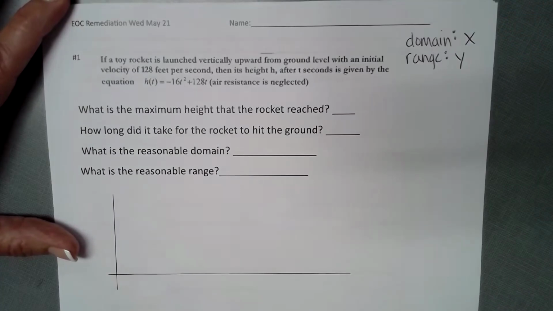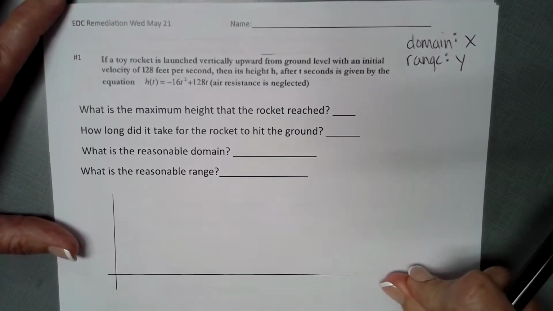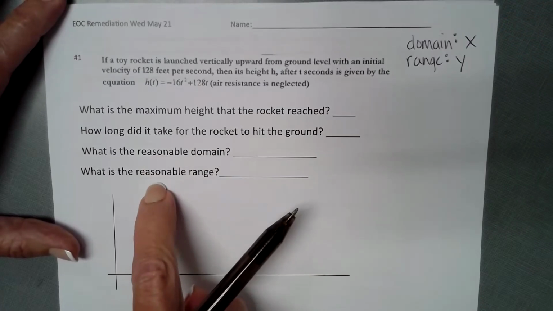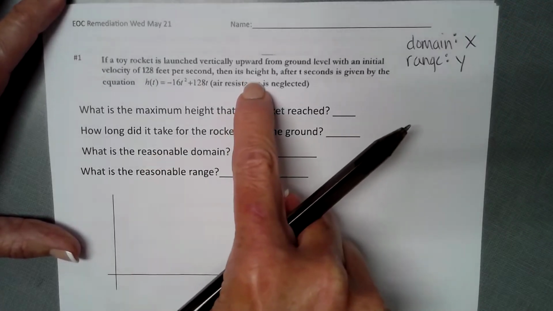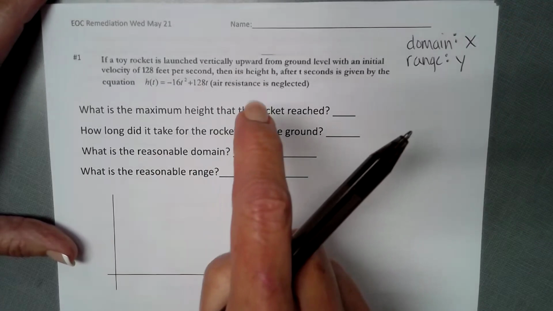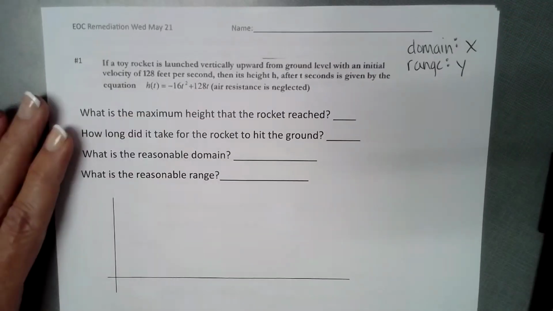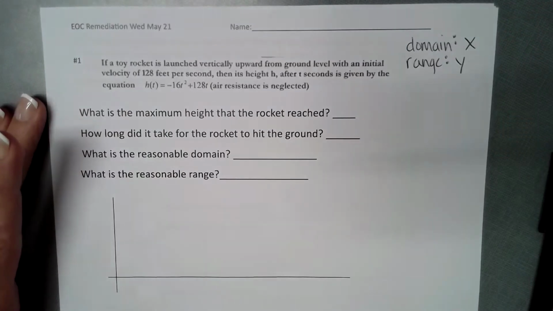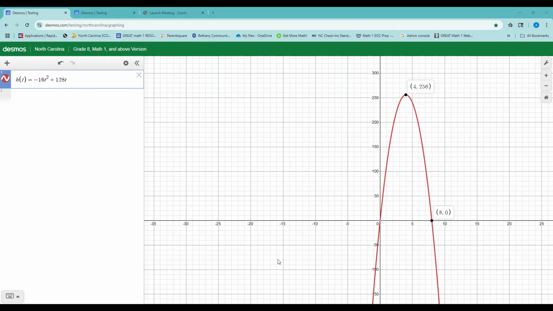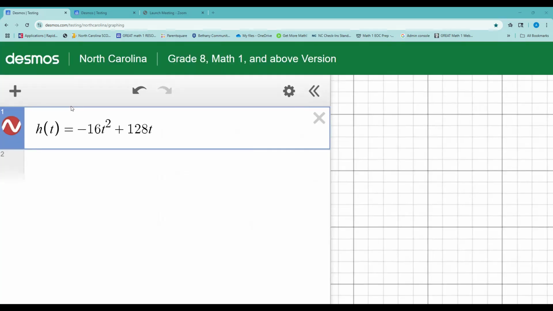All right, so in this particular situation, if we need to find our domain and range, and again, look at the word reasonable, it's because this is a real world situation. First thing we need to do is go to Desmos and put in our formula for this rocket problem. So I have already done that. Teachers, you might want to pause the video and allow students to get this in. Right here is the equation that I put in.